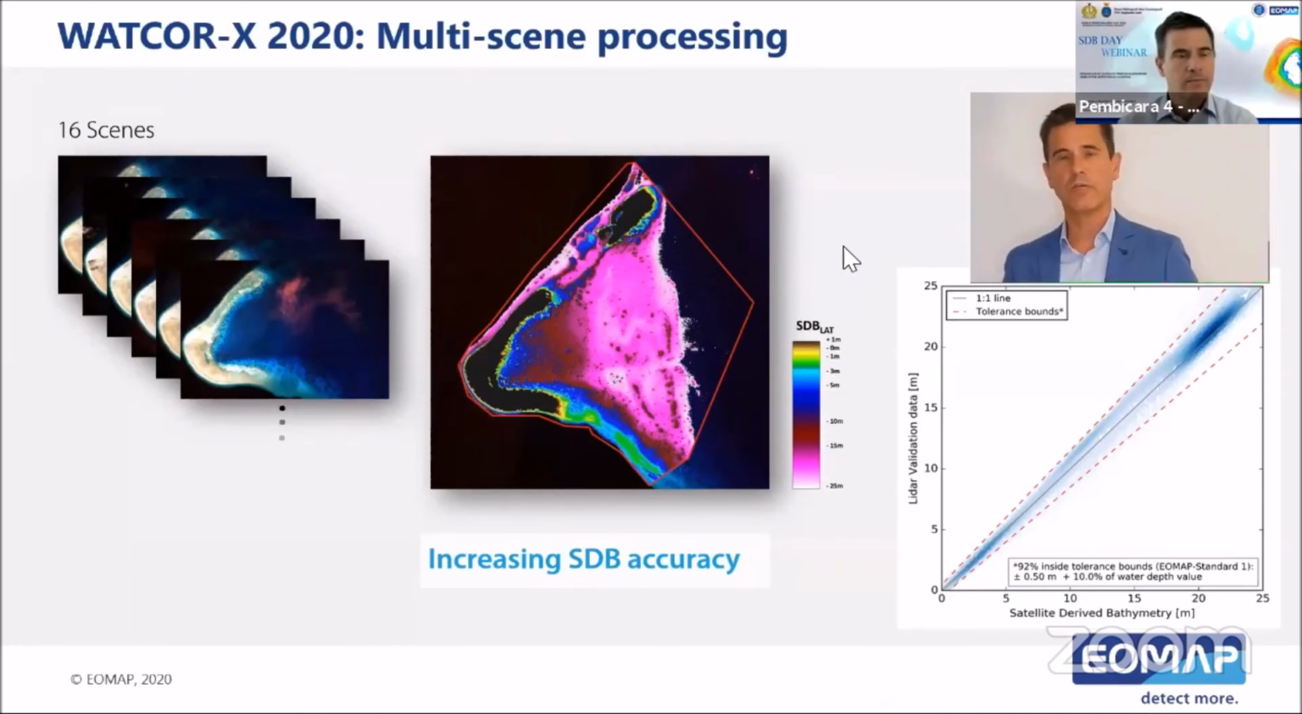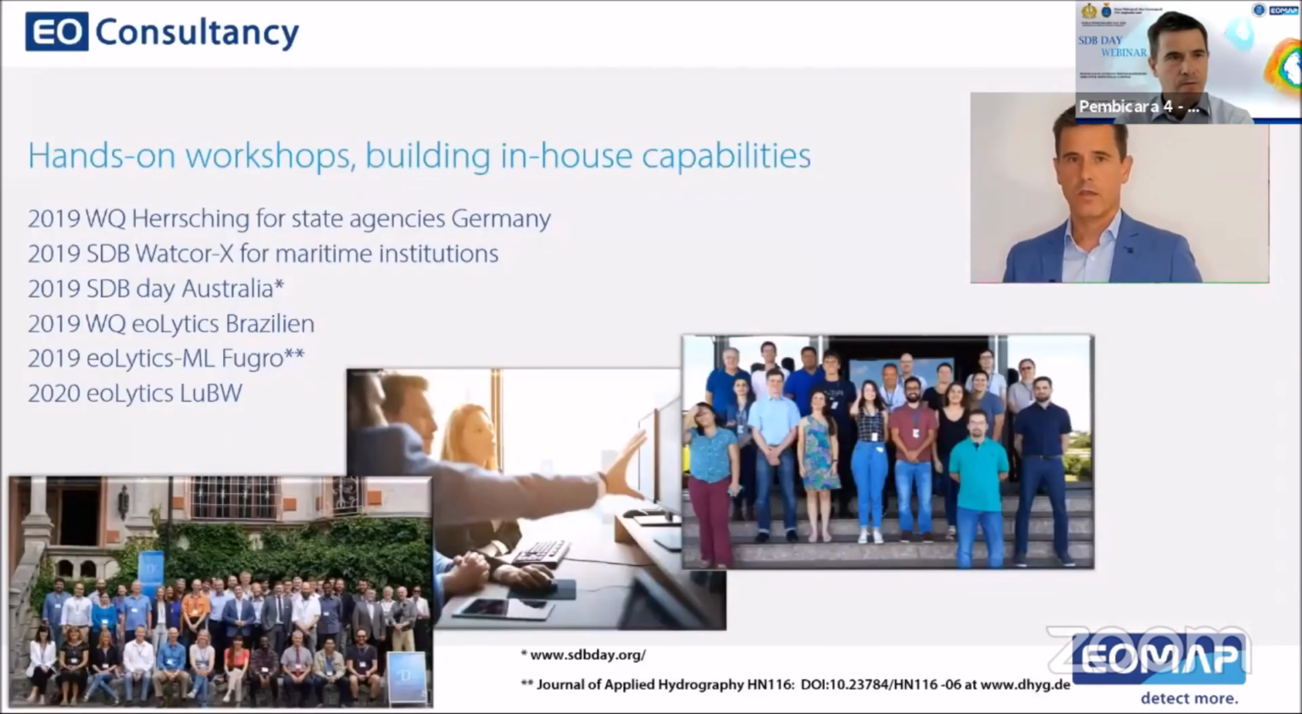The big advantage is that with this process we can increase the accuracy of the products, because different image parts always have varying quality in terms of the environmental conditions. If you process several scenes at one time in this physics-based approach, it is clear that you can then increase the accuracy. You see there's a lot to learn.